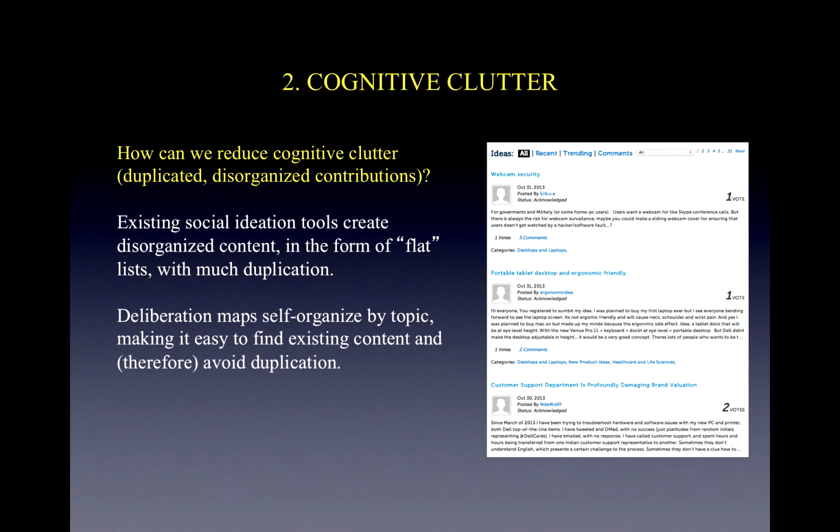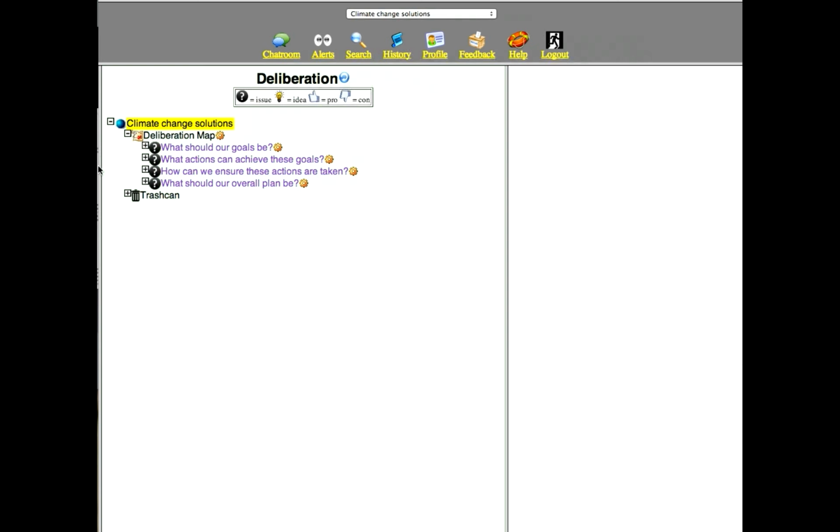Deliberation maps, by contrast, self-organize the content by topic, making it easy to find existing content on a topic and therefore avoid duplicating it by adding it a second time. For example, let's say we want to check whether this map on climate change solutions includes any ideas on public transport.